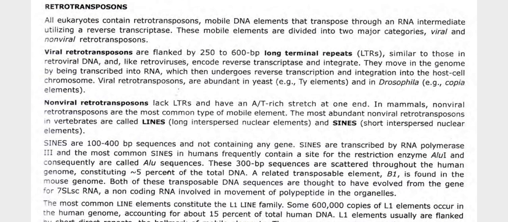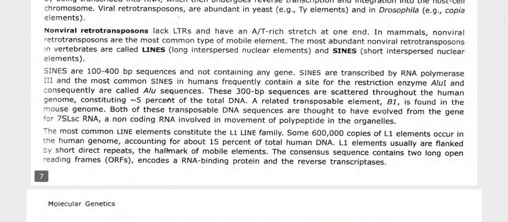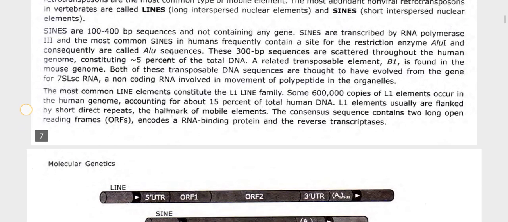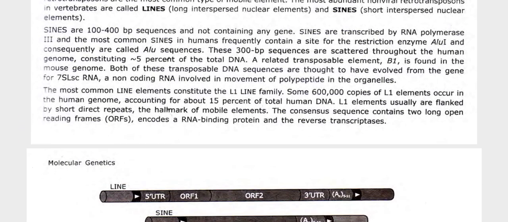Then non-viral retrotransposons lack LTRs and they have an AT-rich stretch at one end. In mammals, non-viral retrotransposons are the most common type of mobile element. The most abundant non-viral retrotransposons in vertebrates are the LINEs, long interspersed nuclear elements, and SINEs, short interspersed nuclear elements. SINEs are 100 to 400 base pair sequences that do not contain any genes.